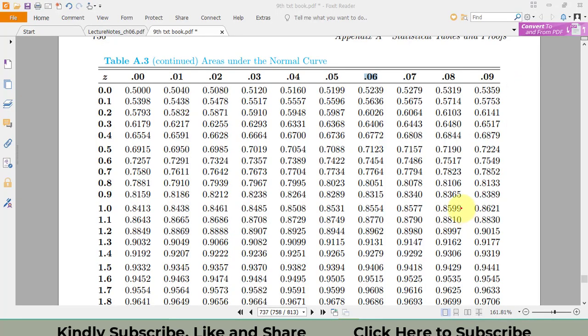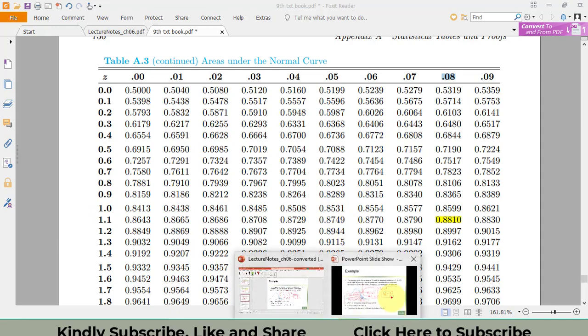You can see that the value of the z lies at 1.1 there. You can see it's 0.8810 and 0.8790. So we took 1.1 from this vertical axis, and this is the value that has been qualified to be picked, and the value on the x-axis 0.08. So the z value becomes 1.1 plus 0.08, that is equal to 1.18. Now we'll go to the presentation.